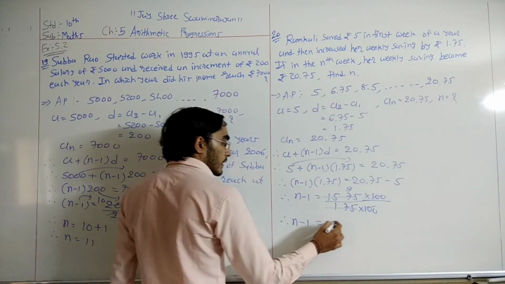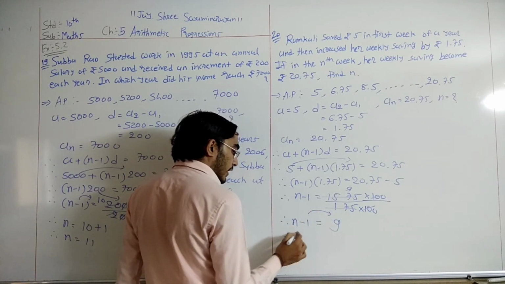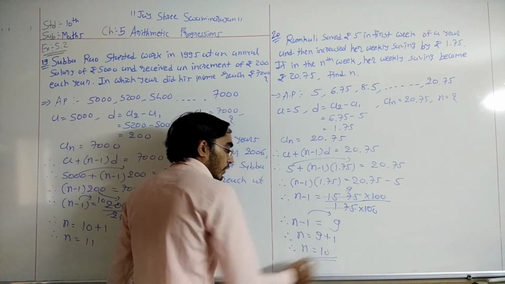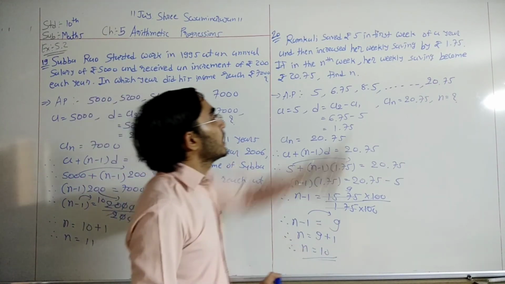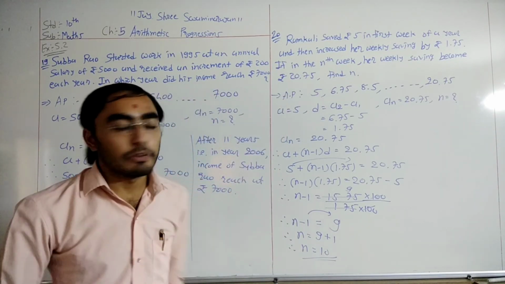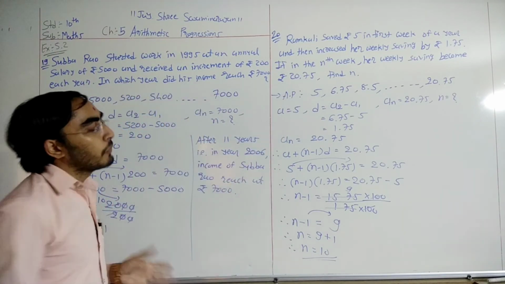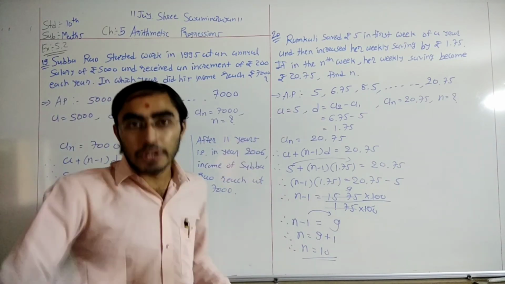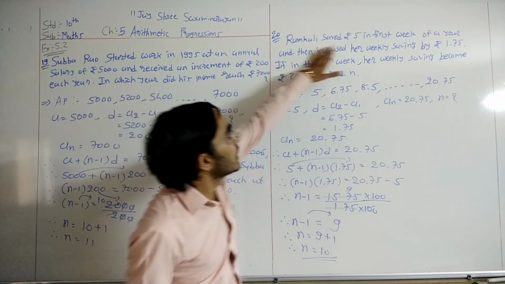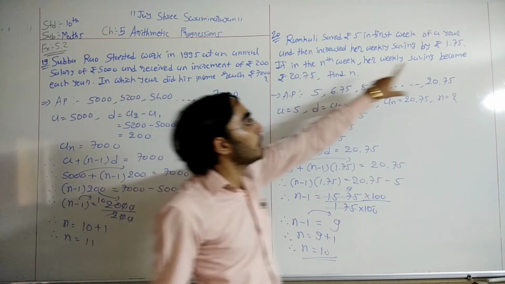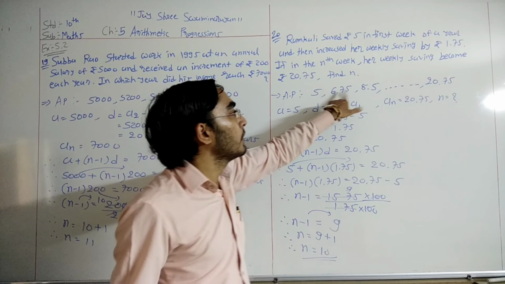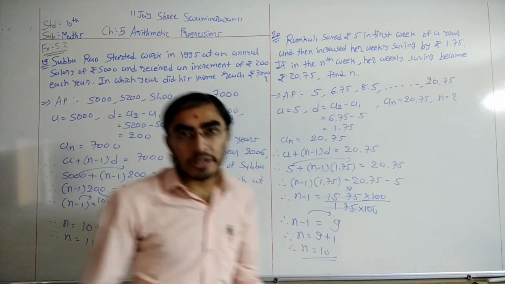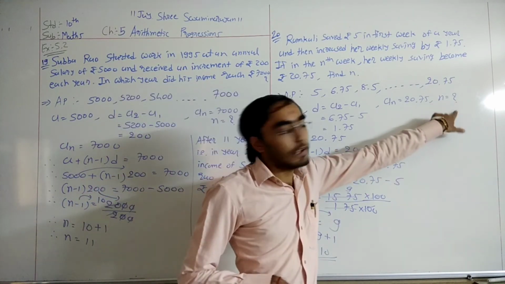Now transfer this minus 1 to the right hand side, it becomes plus 1, so 9 plus 1, n is equal to 10. So in the 10th week his saving becomes rupees 20.75. Okay, so in this type of word problem we need to generate the AP, and from that we need to decide which thing we need to find. Here first week saving 5 rupees, every time increase by 1.75, so 6.75, 8.5 and reach up to 20.75. But in which week, that we need to find. So we need to find the value of n.